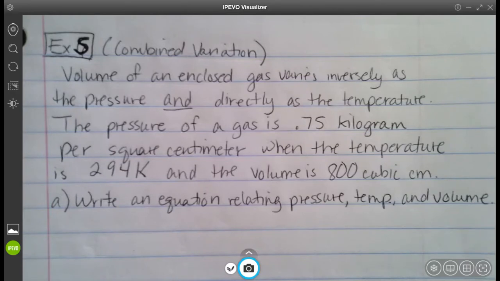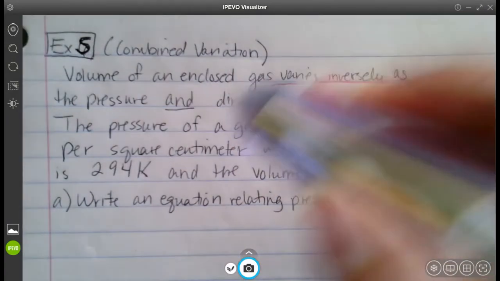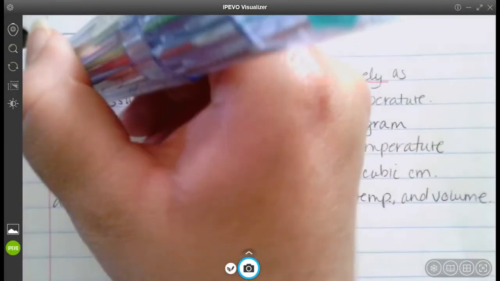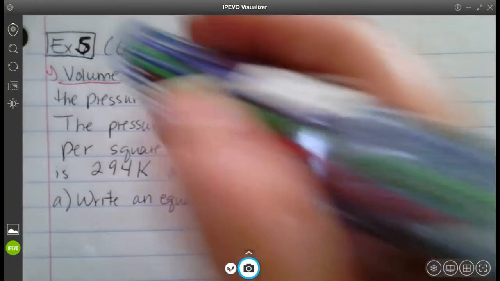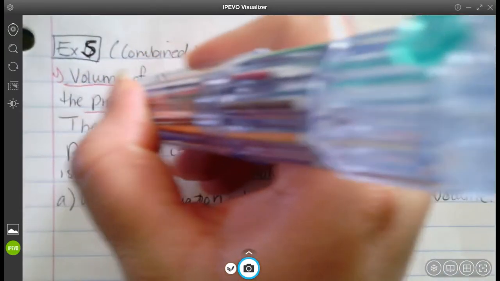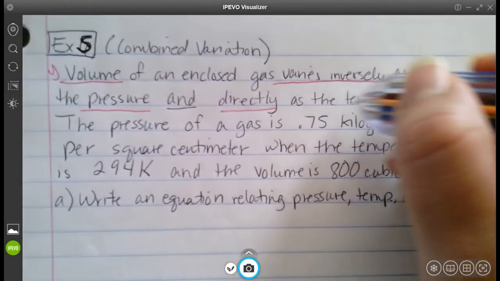So in example 5, we have a combined variation problem that includes direct and inverse variation. We have the volume of an enclosed gas varies inversely. So there we have some inverse variation. The volume, that's actually what's varying, so this is our Y. Varies inversely as the pressure, and directly as the temperature. So directly as the temperature.